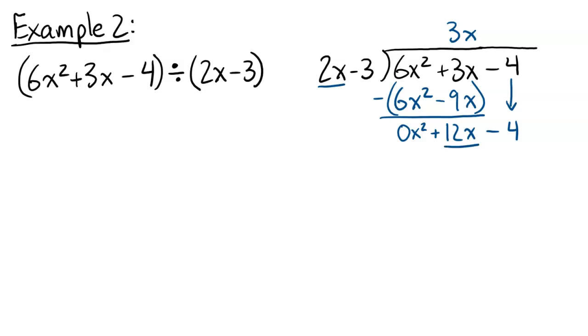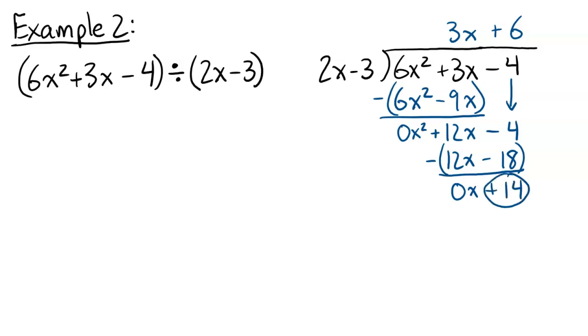Now I bring down the negative 4, and now I answer the question, how many times does 2x go into 12x? It goes in 6 times. 6 times 2x gives me 12x, and then 6 times negative 3 gives me minus 18. And now, like I did before, I subtract that entire line from the line above. And so the x's cancel out as they should if I've done it properly. And negative 4 minus negative 18 means I'm adding 18, which gives me a remainder of positive 14.